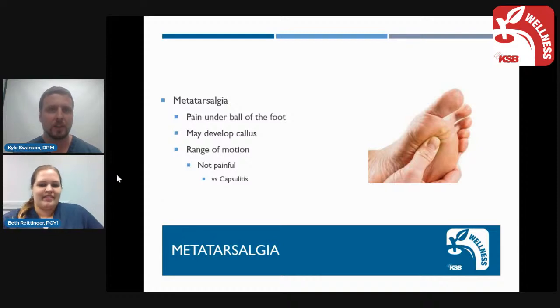There we go. Okay. All right, so now we're going to talk about a term and a condition called metatarsalgia. This is when patients have pain under the ball of the foot. You may actually develop a callus in this location as well, causing the pain to be even more increased. When we perform range of motion or move the toes, it's typically not painful. This condition is different from another condition called capsulitis, which is inflammation of that actual toe joint, which is painful. So that can help us to determine and make the correct diagnoses.